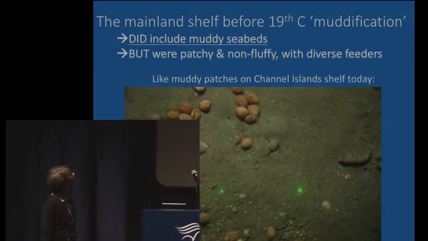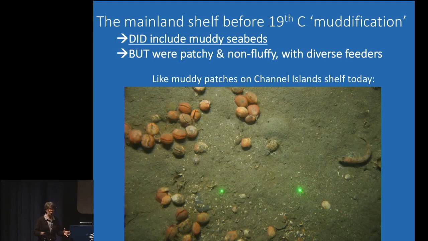As I said, we have not yet dated any of these other things. We're in the process of getting age-frequency distribution data on the scallops as well. But we suspect that these all went extinct at about the same time.